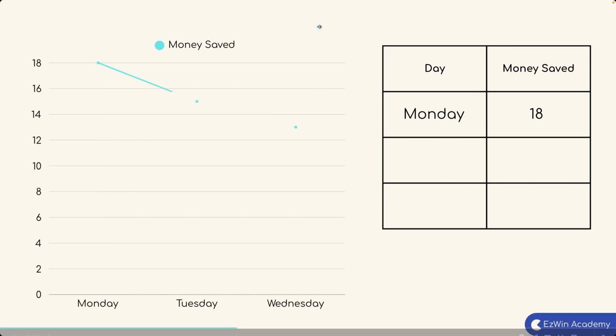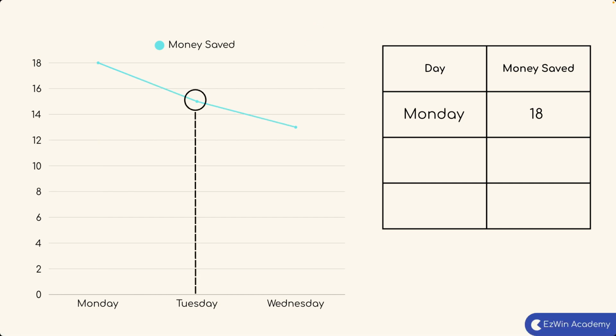But the thing is, there are times where the graph actually does not show you the number. So in this case, Tuesday, you have the money that you have saved, but the thing is, it's in between 16 and 14. Can you guess what number it is pointing to? And the number you should kind of actually guess correctly is 15. Why 15 is because from 14 to 16, the middle number should be 15. So it should be 14, 15, and 16.